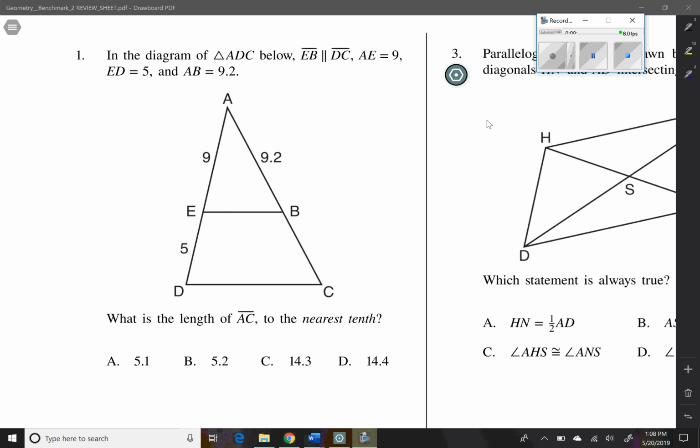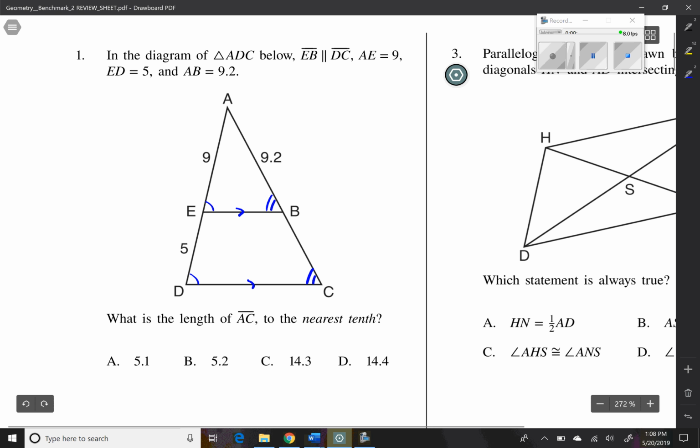So for the first question, we're talking about similar triangles. I know that they're similar because if these lines are parallel to each other, I know these angles correspond and are congruent, so I have similarity going on here. If I take the small triangle has a side of 9, it becomes this bigger side of 14. The small triangle also has a side of AB, which is 9.2, which corresponds to the bigger side, which we don't know and we're trying to find. So I'll make that X.